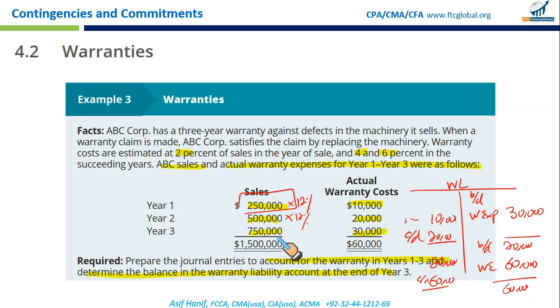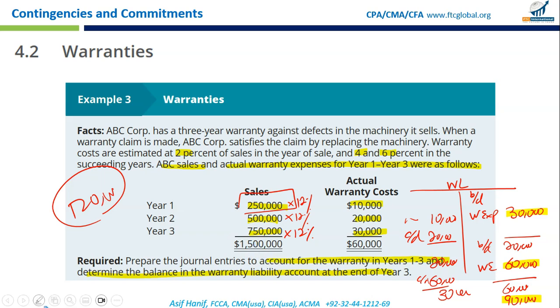And next year, this is the sales, and 12% of $750,000 is 90. So we credit the warranty liability. The entry is debit warranty expense, credit warranty liability, 90, and actual warranty spending was 30. So 60 plus 90, 150, less 30. The closing balance in the warranty liability account at the end of the third year is 120. And the amount that goes to the income statement each year is 30 for year 1, 60 for year 2, and 90 for year 3, being 12% of 250, 500, and 750,000 respectively.